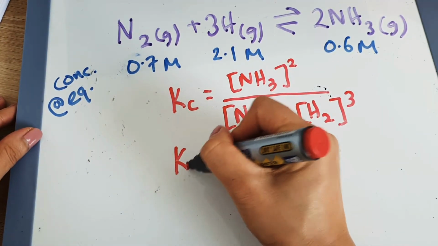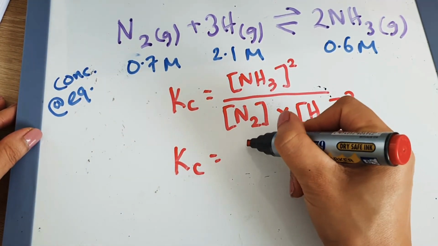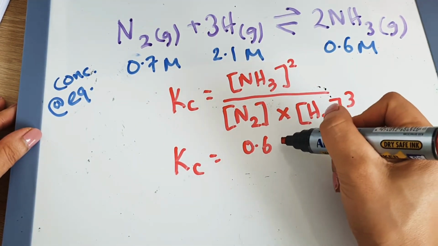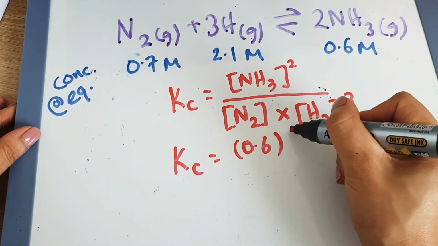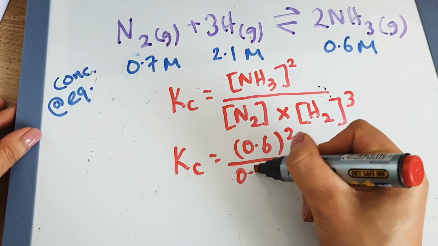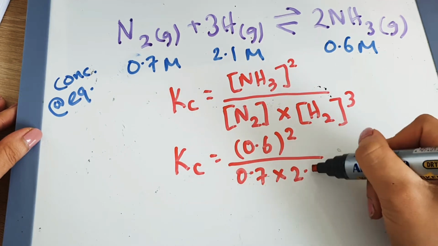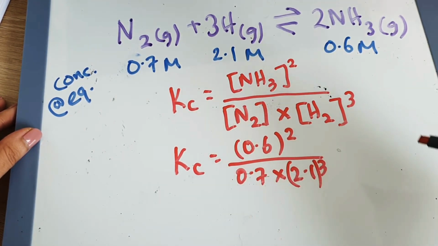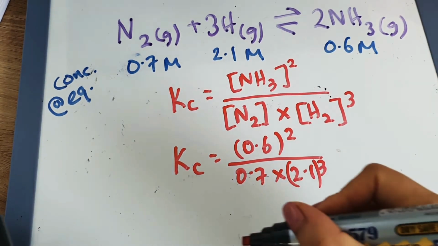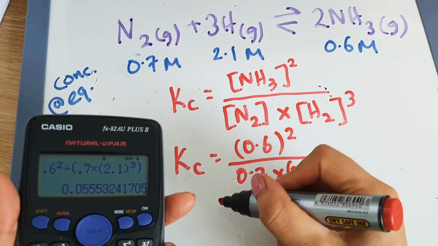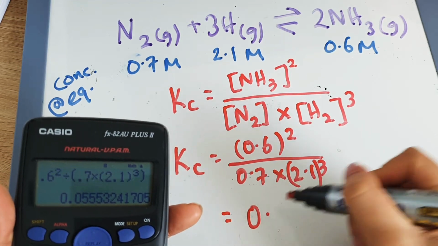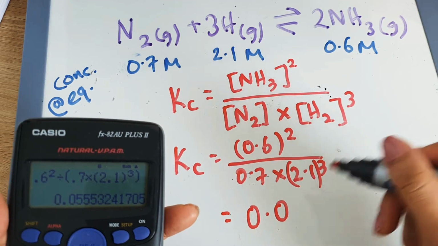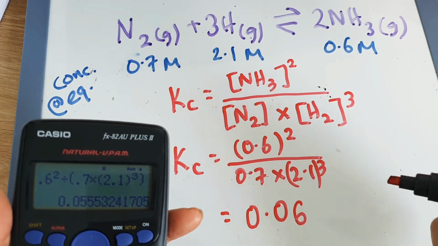If we plug all those numbers in, Kc would equal 0.6 moles, and we're using the values at equilibrium, raised to the power of 2, over 0.7 multiplied by 2.1 raised to the power of 3. Now that is going to give us a Kc value of, to one significant figure, guys, 0.06.